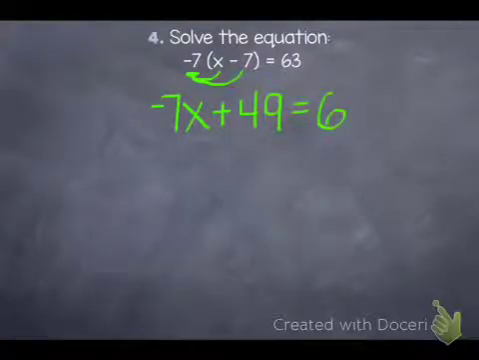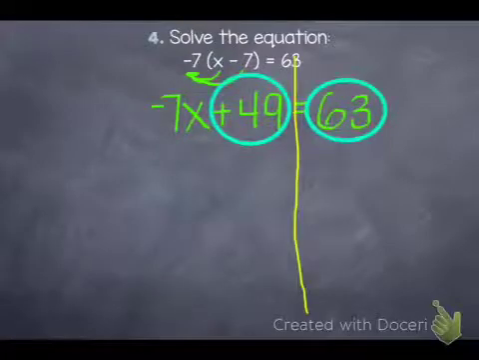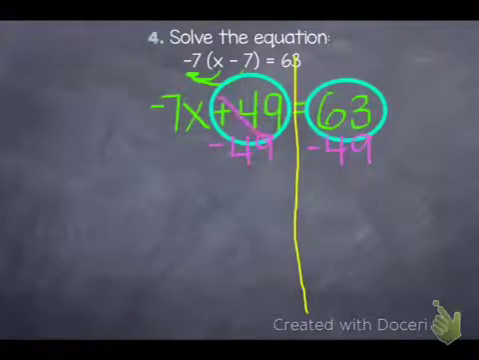Bring down my 63, and now if you need to, you can shape code. So you can see we have 49 on the left side, which needs to go over to the other side so that it can be put together with 63. It's positive 49, so we're going to do the opposite. The opposite is to subtract 49. So on our right side, we have 63 minus 49. So I'm going to bring down negative 7x equals, and 63 minus 49 is 14.